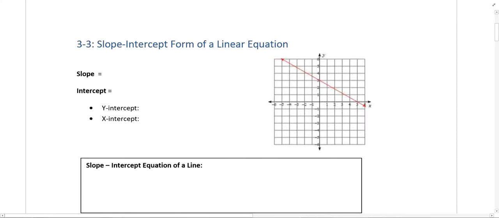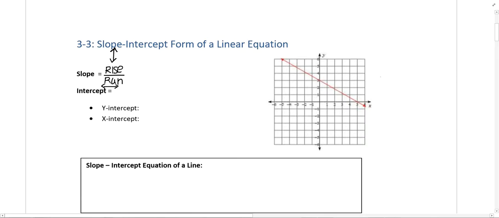Alright, welcome to a video for section 3.3 on slope-intercept form of a linear equation. Before we get into what slope-intercept form is, let's make sure we understand what the words slope and intercept mean. Slope is the rise, or the vertical change, over the run, or the horizontal change of a line. So just remember, rise is up and down, run is left and right.